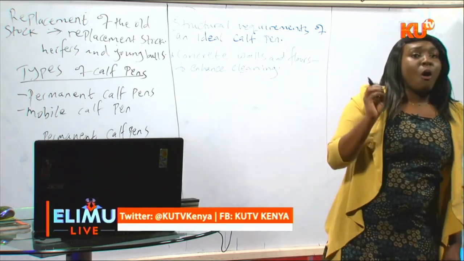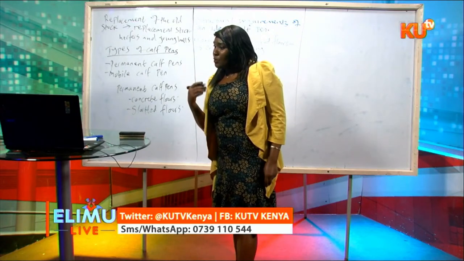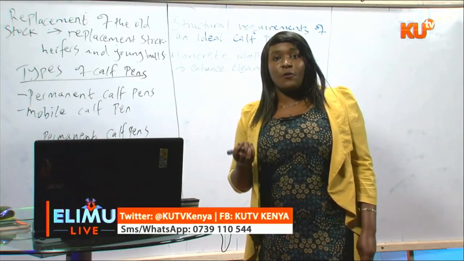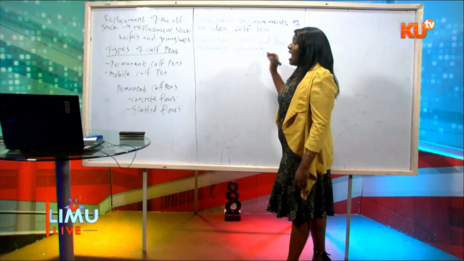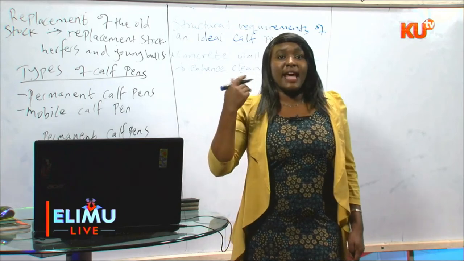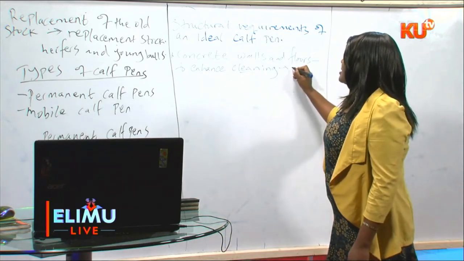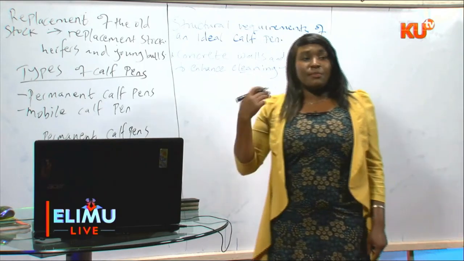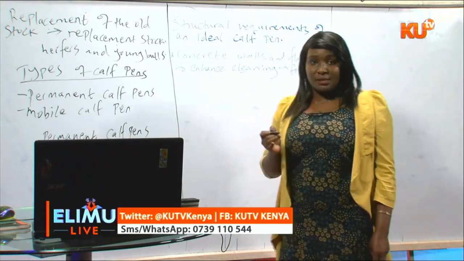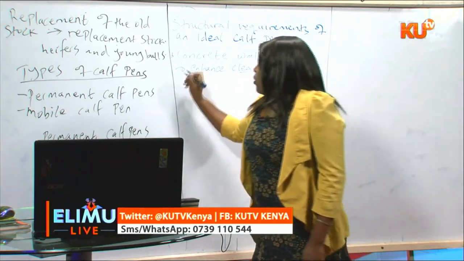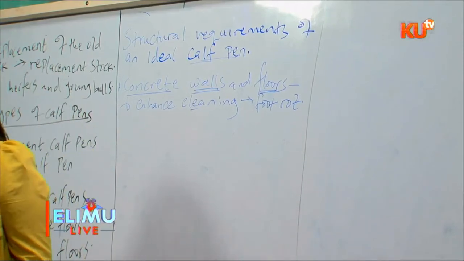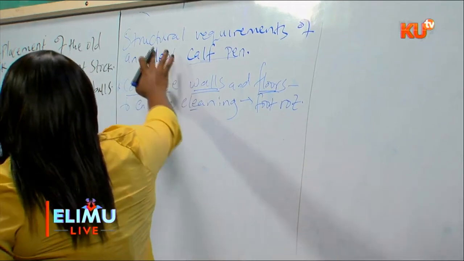We need to clean these calf pens more often, and I believe that you have a reason why we clean our houses. Of course, it's because we don't want accumulation of parasites and diseases. When we do cleaning of these calf pens more often, we enhance the health of these animals, because they do not suffer from diseases such as foot rot. Foot rot can be brought about by areas that are not clean. When there's accumulated dung and urine in the calf pen, that can lead to foot rot, according to the Form 3 syllabus that we did. Now, that is the first thing. Ensure, if you can, the walls are concrete and the floors are concrete. So that is the first requirement.